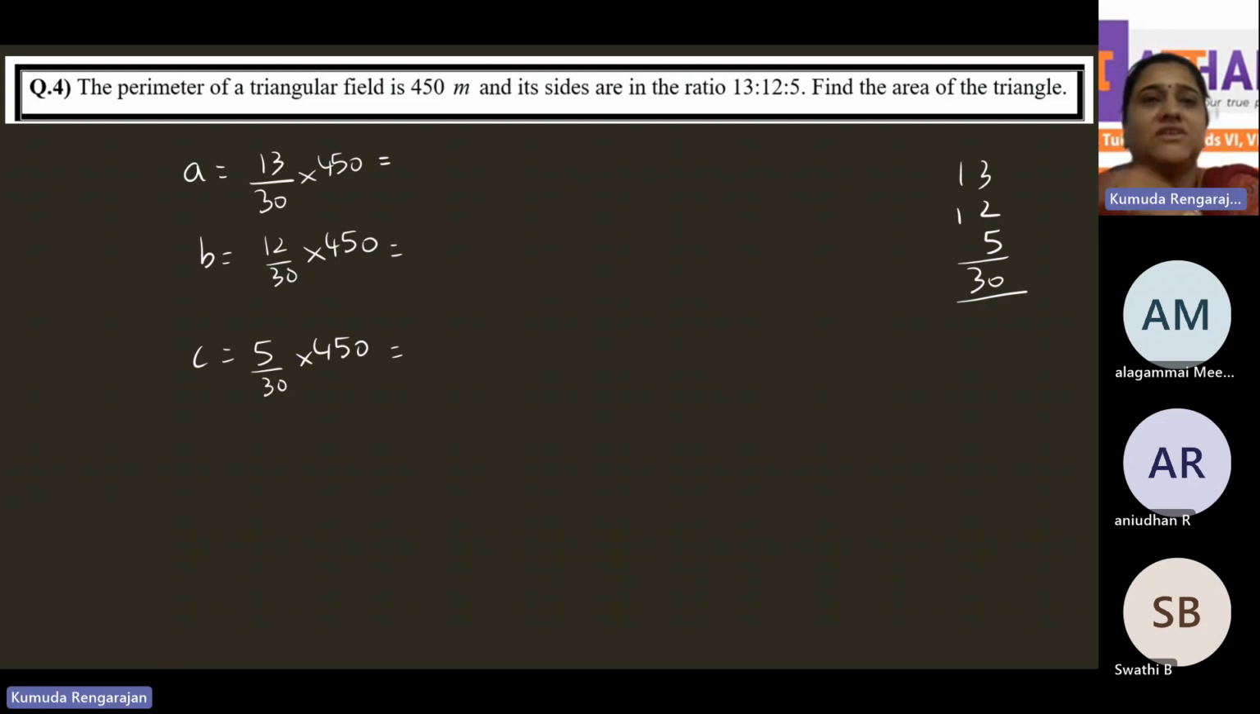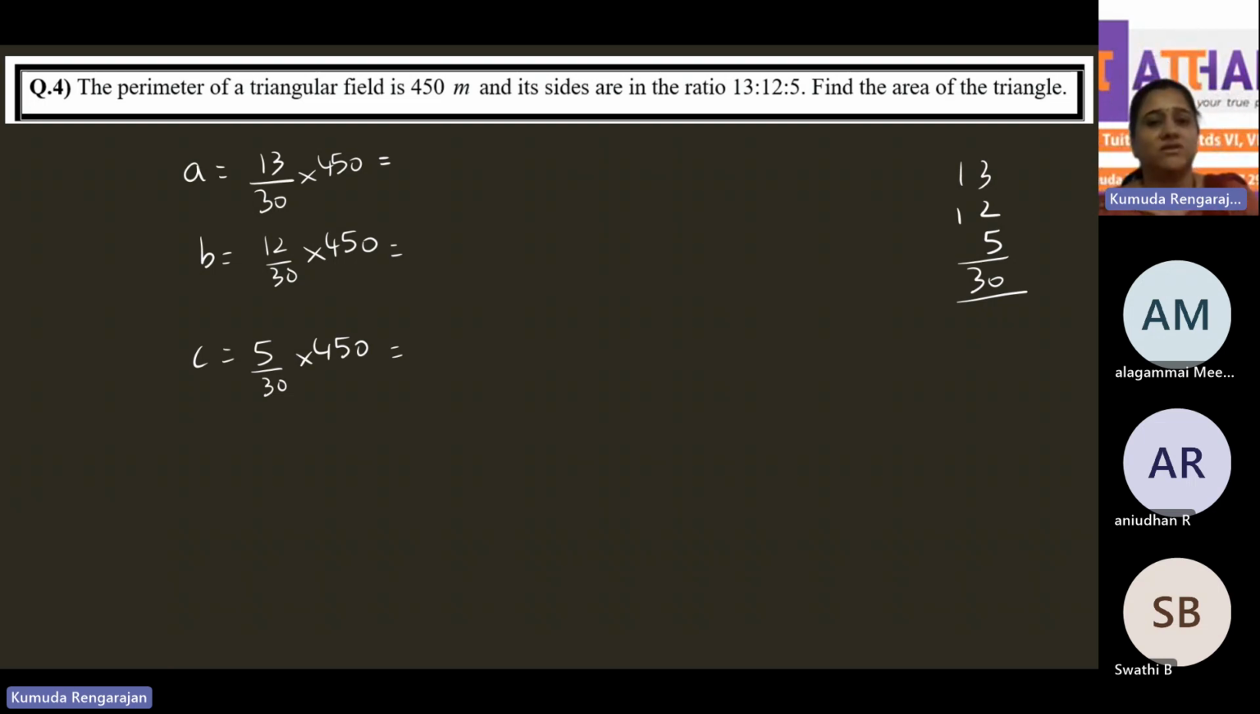Because when you add the three sides, what do you get? Perimeter, right? That's what you should write there, into 450. If area is given, you cannot write area there. When you total the three sides, what do you get? Perimeter. Into the perimeter only you can write, not area. If the ratio is given and the area is given, you cannot do this. You cannot write 13 by 30 into the area. When you add the three sides, it's the perimeter. So into perimeter only.